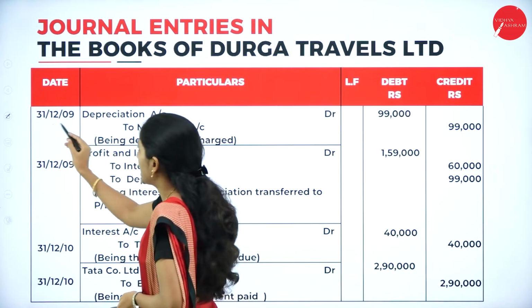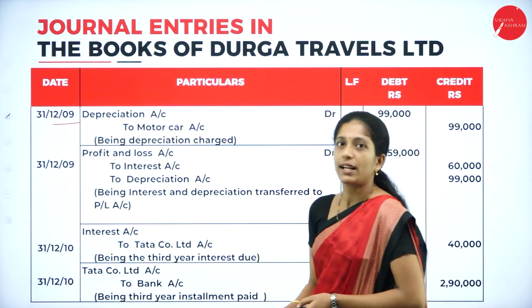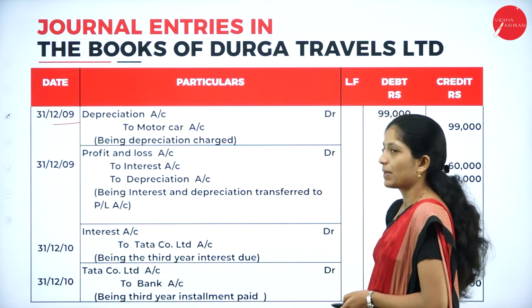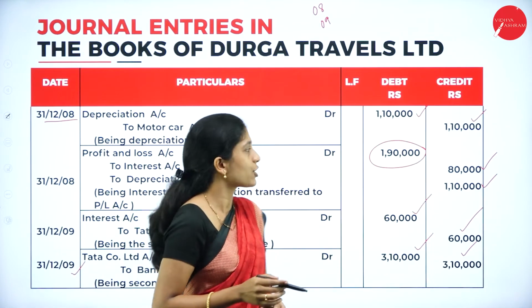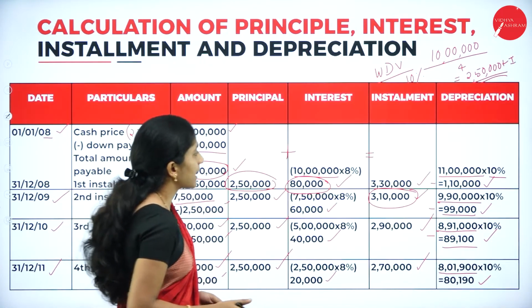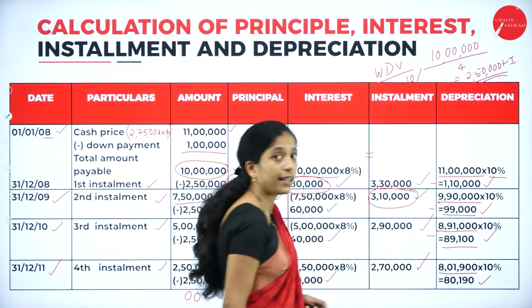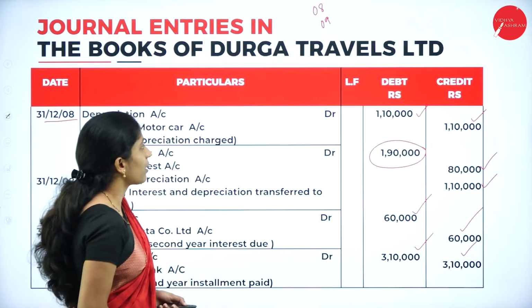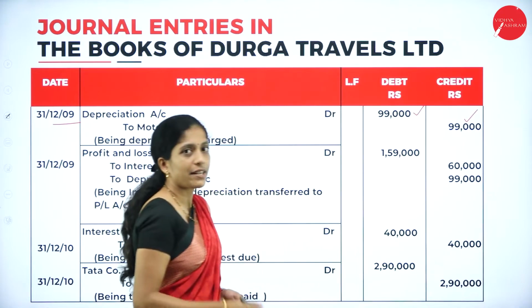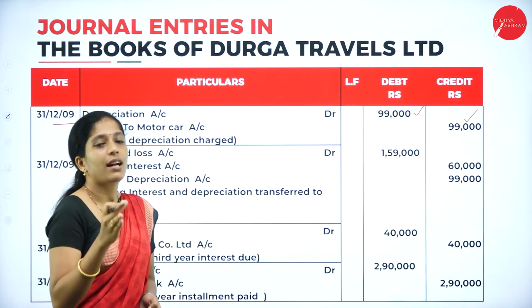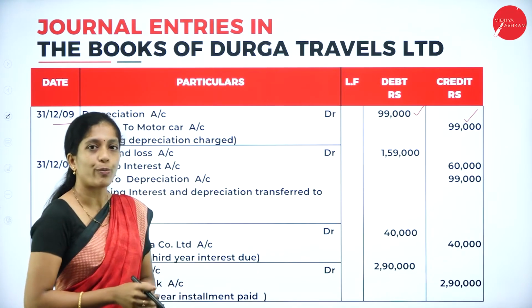Now next entry is for depreciation charge. That is at the end of the second year. Depreciation account debit to motor car account, being depreciation charged. Now go through the table and see what is the depreciation for the second year. So second year depreciation is how much? 99,000. So record that depreciation 99,000. And your last entry in the second year is what? Transfer interest and depreciation to profit and loss account.